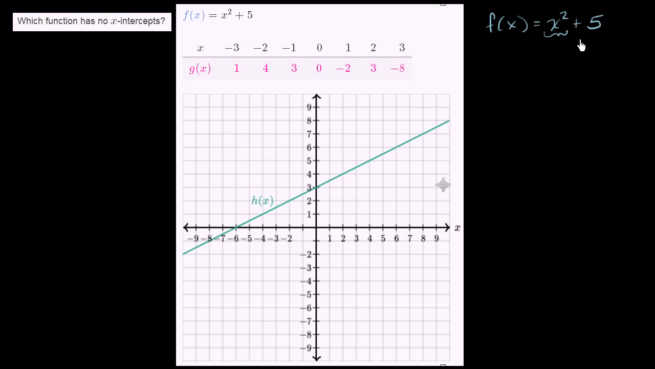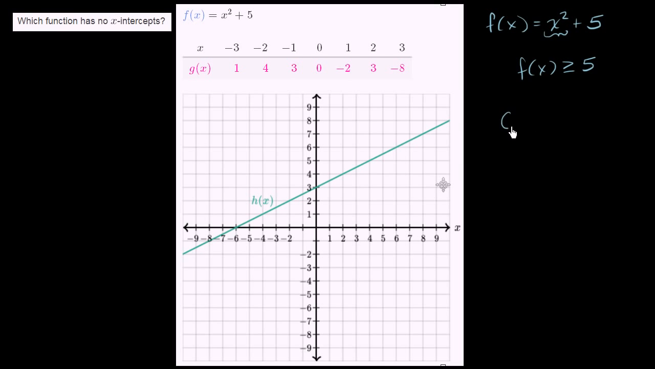So this whole expression, x squared plus 5, is always going to be greater than or equal to 5. So we could say f of x is always going to be greater than or equal to 5. So f of x is never going to be equal to 0. If you don't believe me, let's try it out another way. Let's set f of x equals 0 and figure out at which x that might be true.